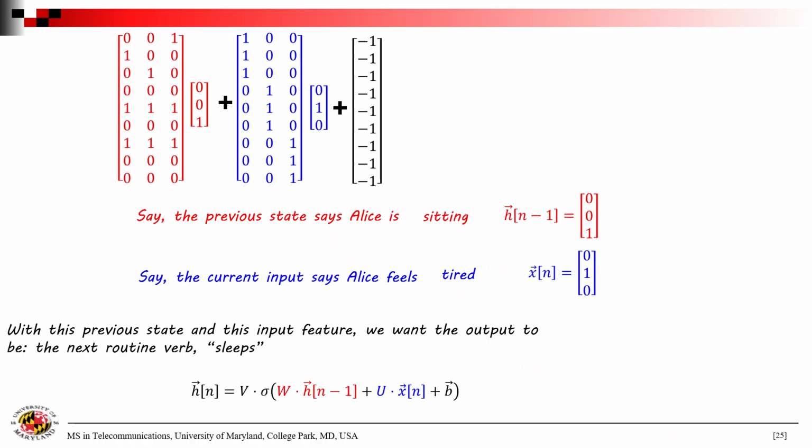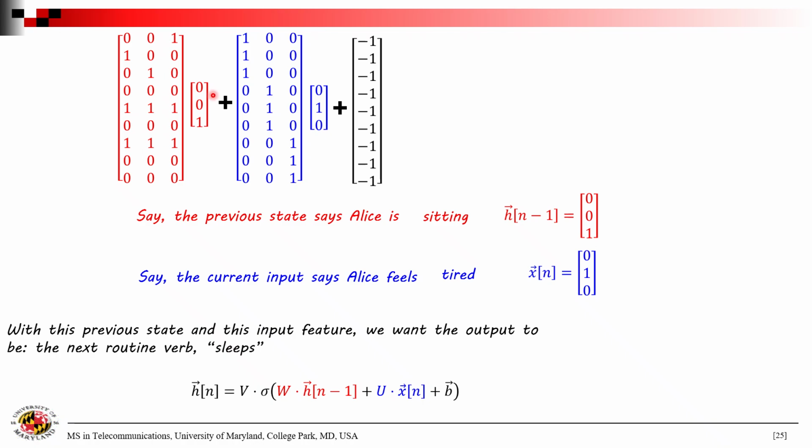So far, our selection of matrices has worked out great. But for those of little faith, let's go ahead and do a couple more examples and then we'll call it quits. Let's say that yesterday Alice was sitting. This is the vector for sitting. This was yesterday at time stamp n-1. And today she woke up feeling tired. That means that the routine should be ignored and she should sleep today. Let's see if this works out.